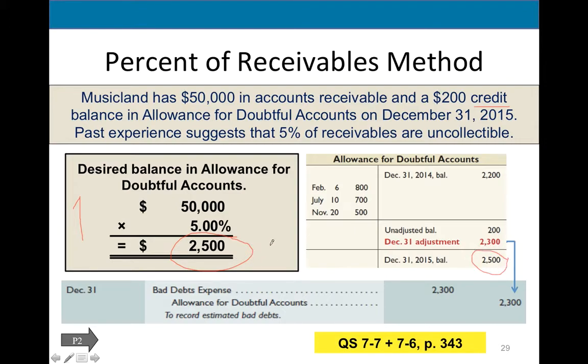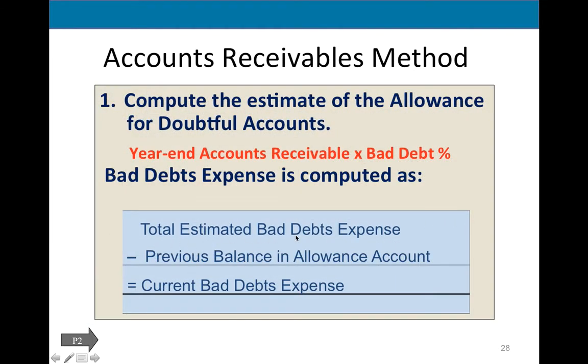But my ADA already has a balance of 200. You see this? 200. So what do I need to do? I need to subtract the two. This is what the slide talked about: total estimated bad debt expense minus previous balance.